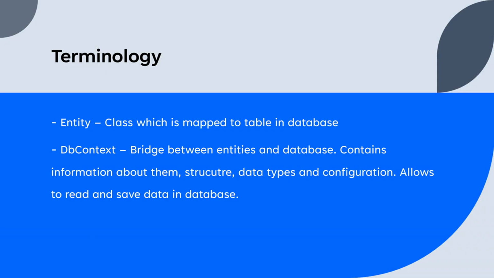The two most commonly used words here are entity and DbContext. Entity is basically a class which is mapped to a table in a database. Of course, entity can mean a lot of things. In that particular context, that's what I mean. It can be not directly mapped, can have some different properties, different values, but about configuration I'm going to talk in a moment. About DbContext, it's basically a bridge between entities and database. It contains information about them, the structure, data types, and configuration. It allows you to read and save data in the database. It's the most used thing in Entity Framework setup and querying from the DB.